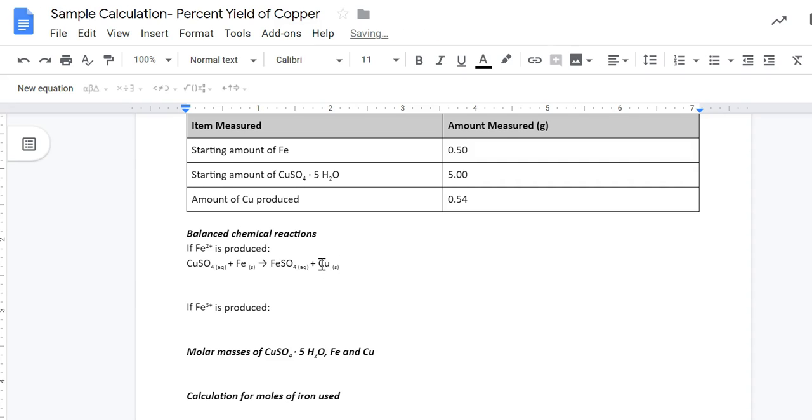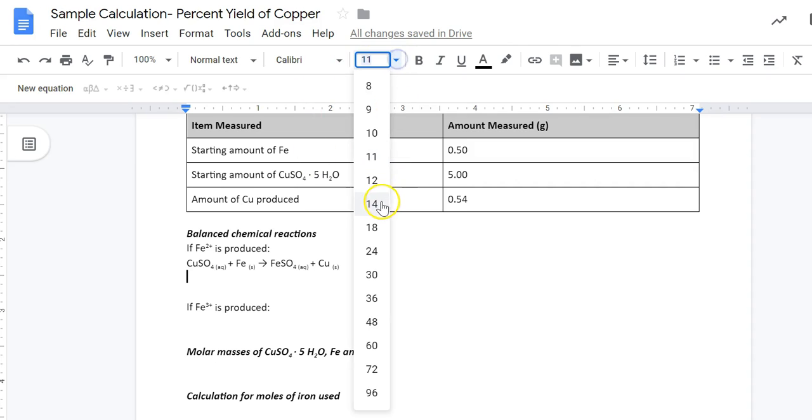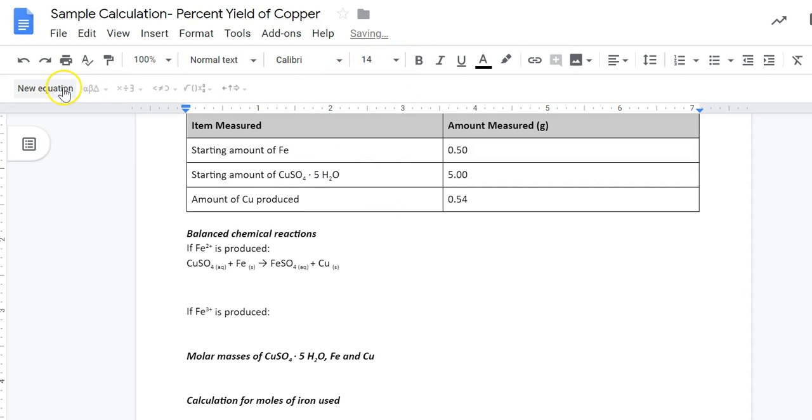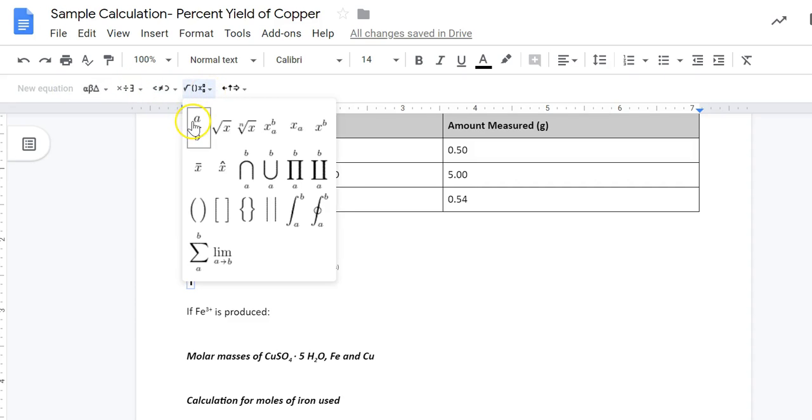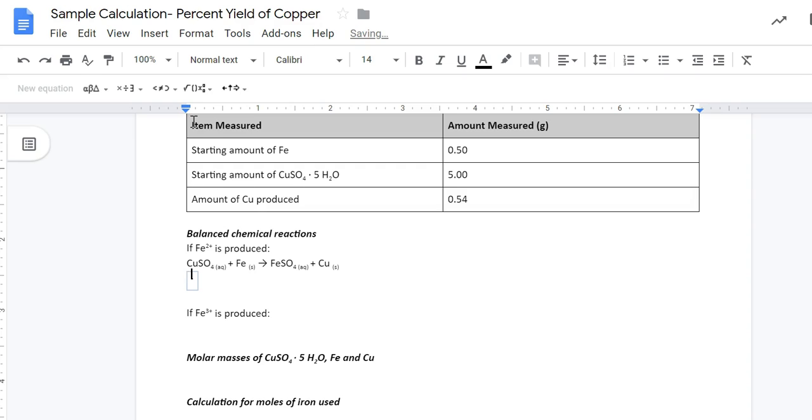So in this lab, we want to compare the moles of iron used to the moles of copper produced. So I can add an equation, and I want to go to Math Operations, A over B. If iron 2+ is produced, I can see that for every 1 mole of solid iron used, I can produce 1 mole of solid copper, making it a 1-to-1 mole ratio.